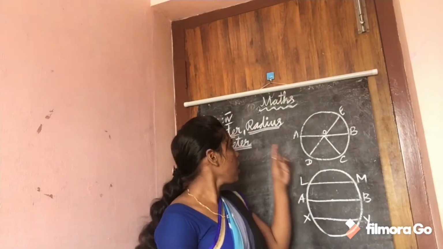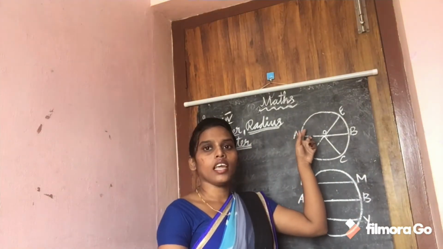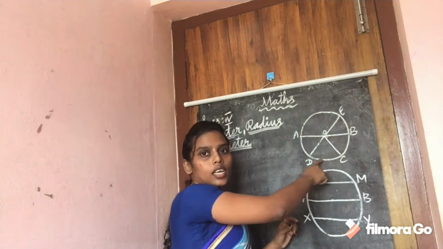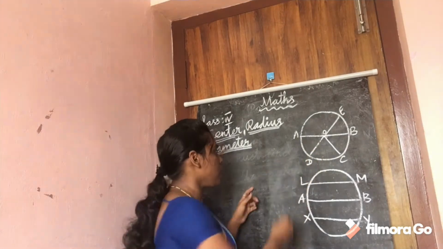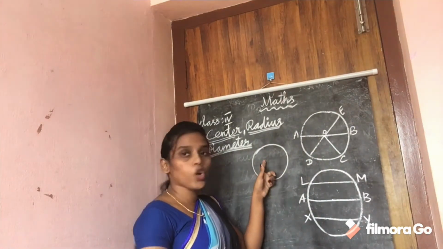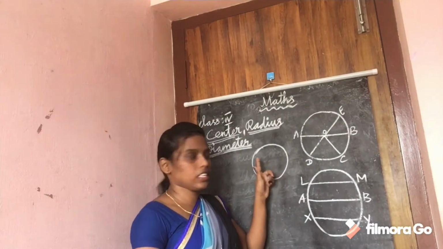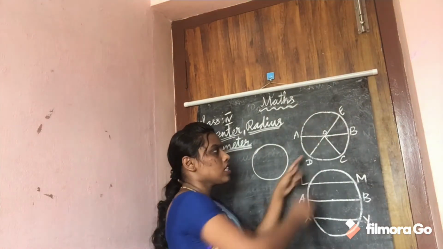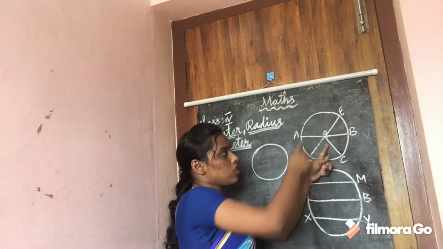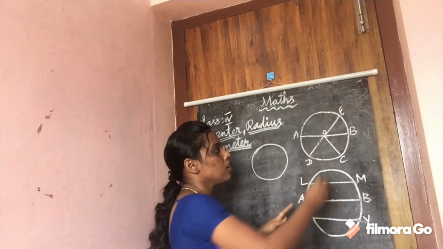Now let's see how to identify the center, radius and diameter. First, a circle is perfectly round in shape. It has no sides and no diagonals. This O is the center of the circle. Can you see the O here? Yes, this O is the center of the circle.